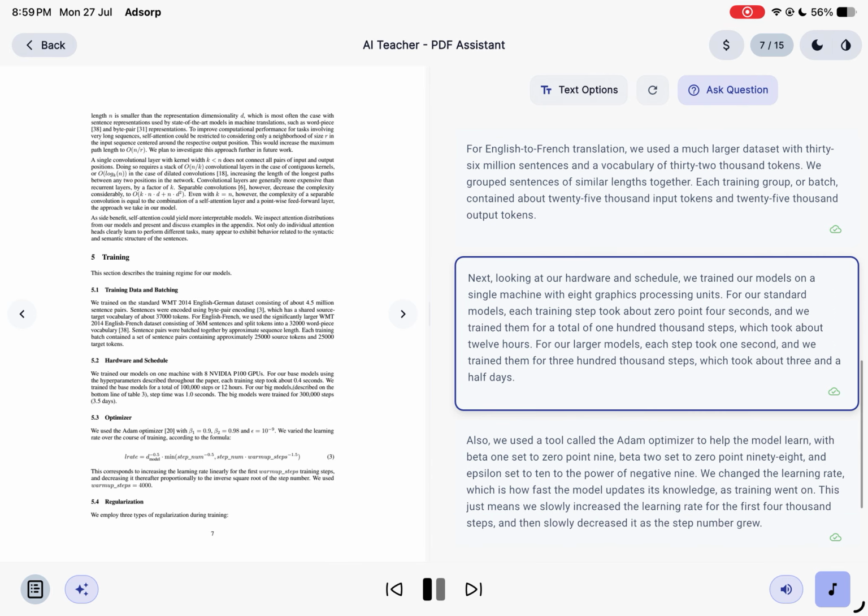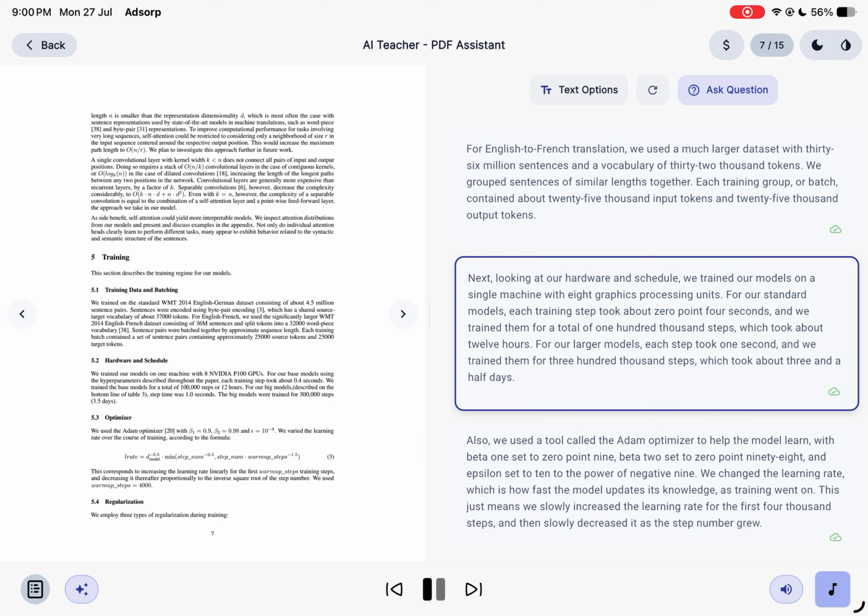Next, looking at our hardware and schedule, we trained our models on a single machine with 8 graphics processing units. For our standard models, each training step took about 0.4 seconds, and we trained them for a total of 100,000 steps, which took about 12 hours. For our larger models, each step took 1 second, and we trained them for 300,000 steps, which took about 3.5 days.